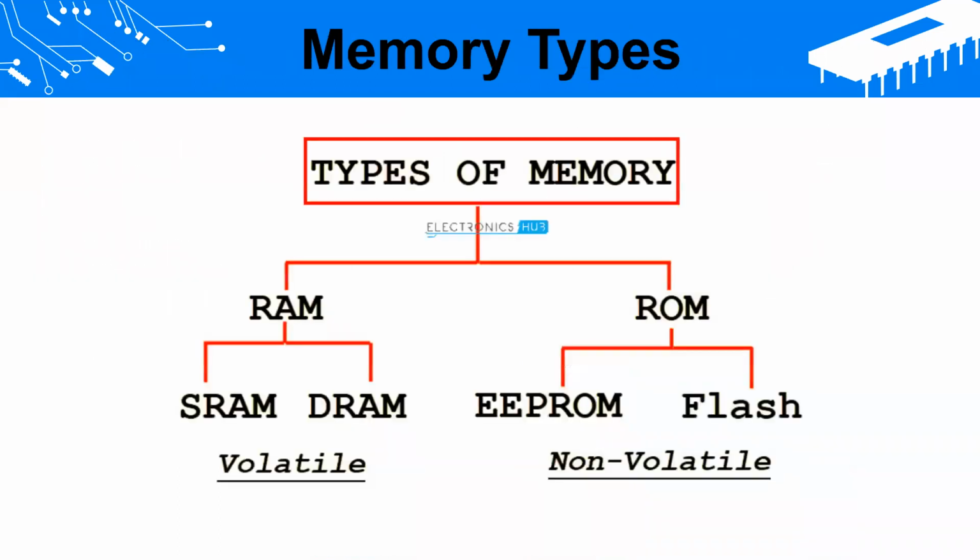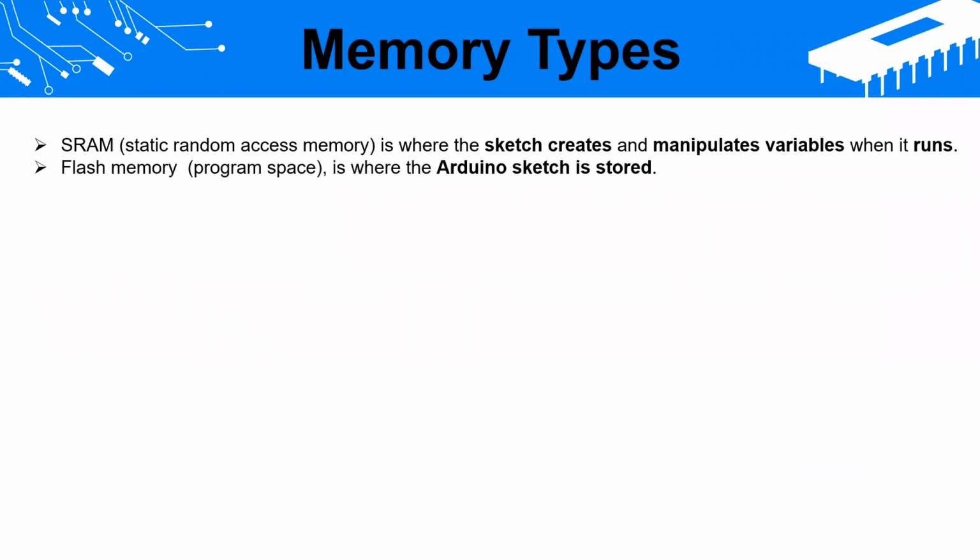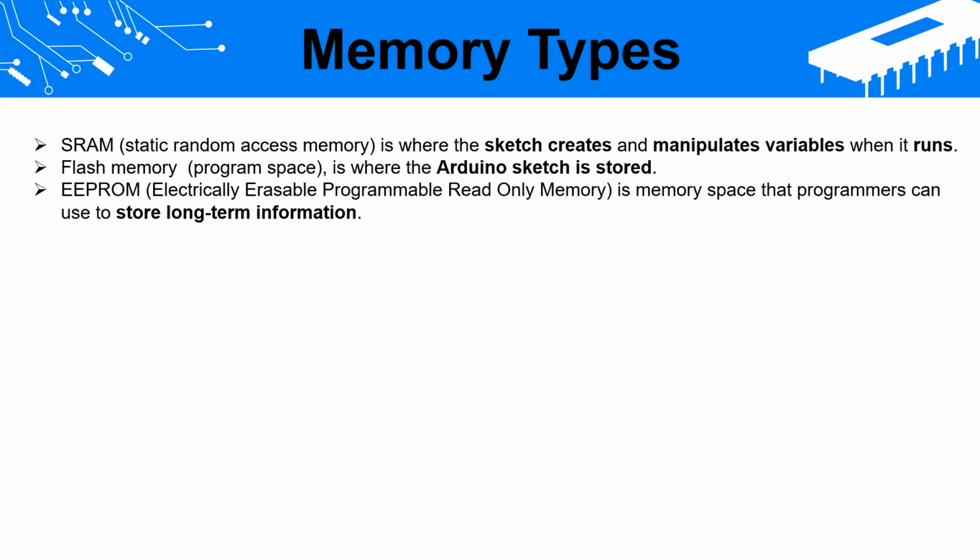Then we discussed the types of memories we have. SRAM, the static RAM, is where we create the sketch, meaning the Arduino program. Then we have the flash memory, which is the place where we store our Arduino program. Then we have EEPROM. If we need to save some program data rather than storing it in the RAM, you can use EEPROM.